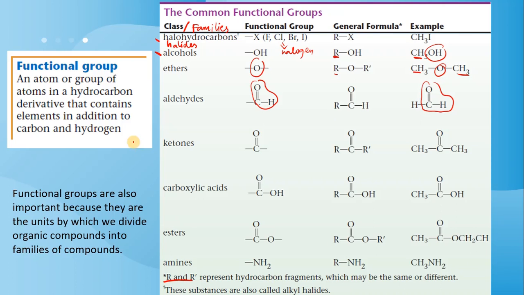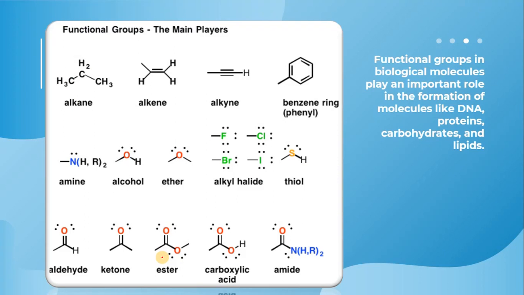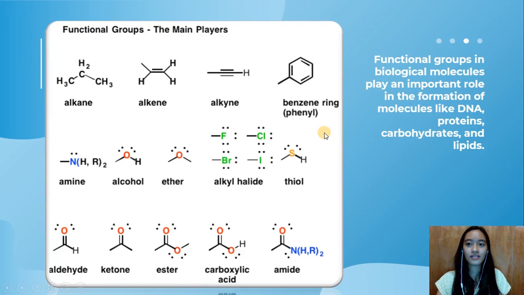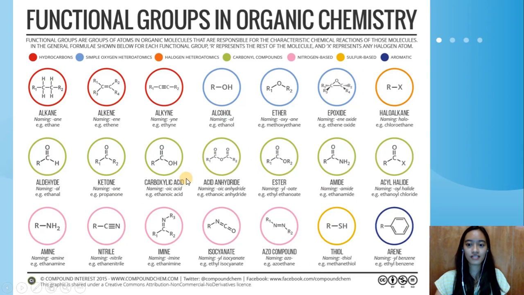So we have these families: hydrocarbons, the halides, alcohols, ethers, aldehydes, ketones, carboxylic acids, esters, amines, and so on. They play an important role in the formation of the different biomolecules also, for example in our DNA, in the proteins, in the carbohydrates, and the lipids. Here are some structural representations of these functional groups. There are so many other types, but the common ones are these. And here are the other ones.